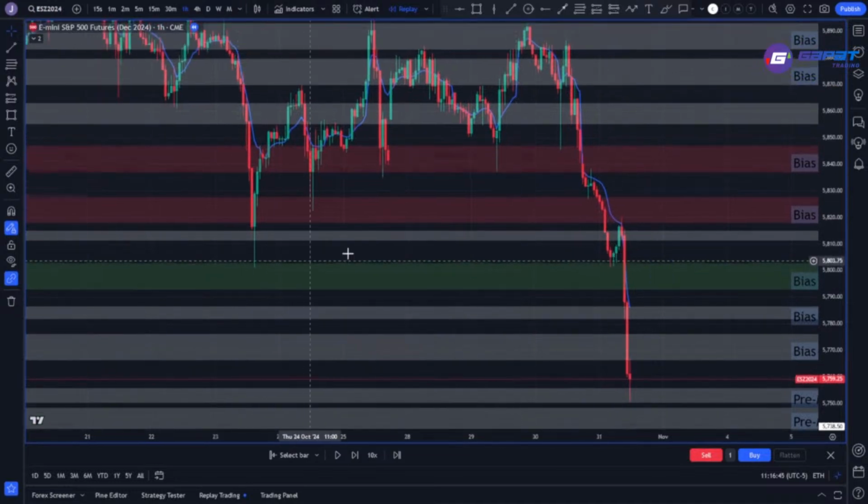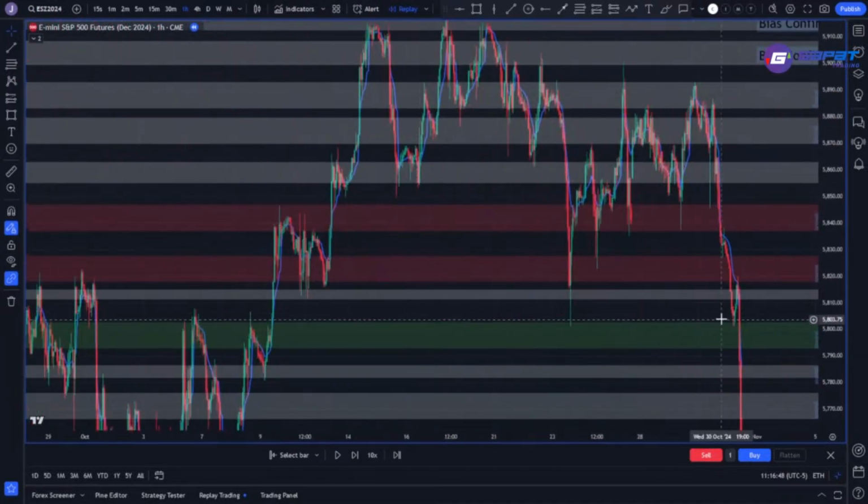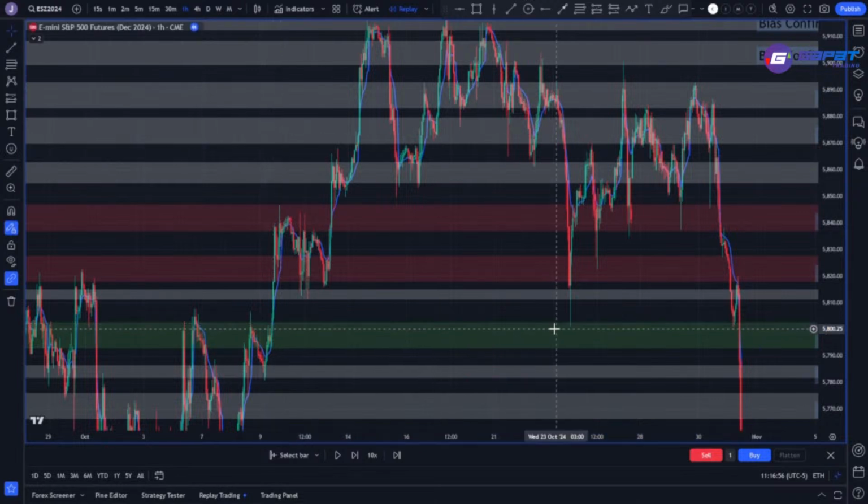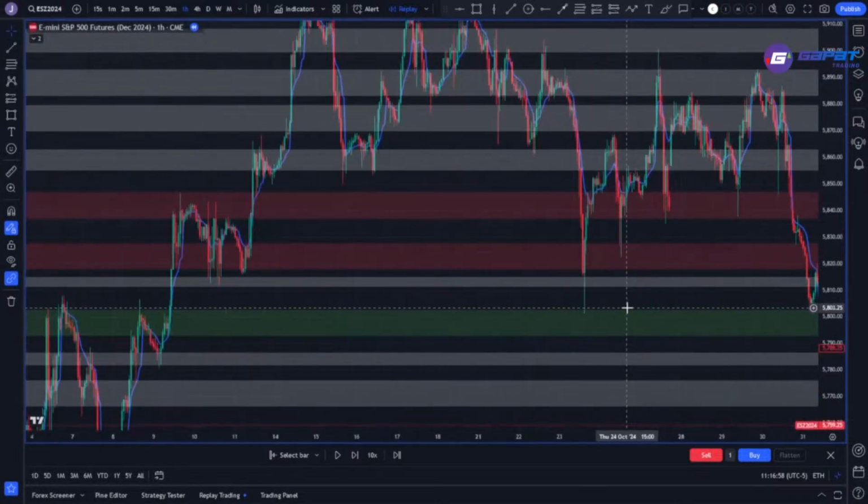This is the balance area low. And then how long was this balance? If we go back, this balance was 21 days. So 3 weeks or 4 weeks, 4 trading weeks long.